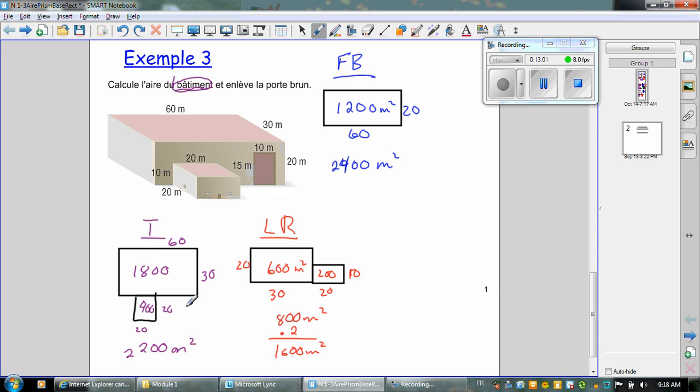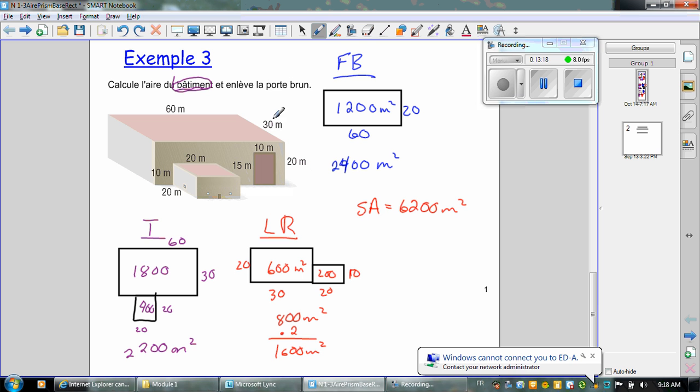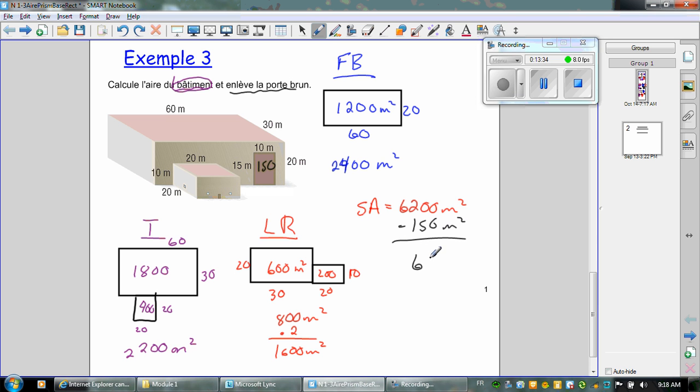So my total surface area would be 2400 plus 1600, which is 4000, plus 2200. So my total surface area would be 6200 meters squared. Now it says enlève la porte brun. So we just have one final step. We need to take away the brown door, which is 10 by 15, which is 150. So we just minus 150 to get a total surface area of 6,050 meters squared.